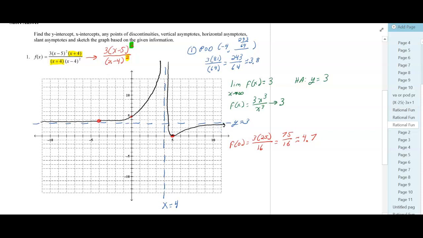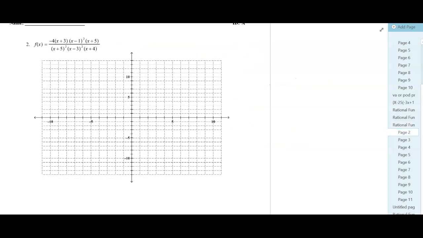Remember, you can cross horizontal asymptotes. Horizontal asymptotes are the end behavior. So there's the graph of the function for problem number 1.